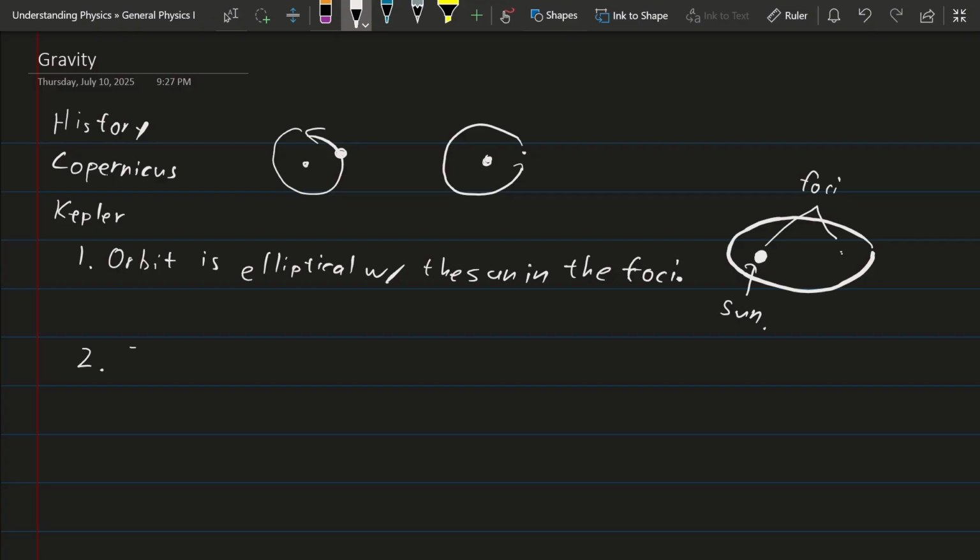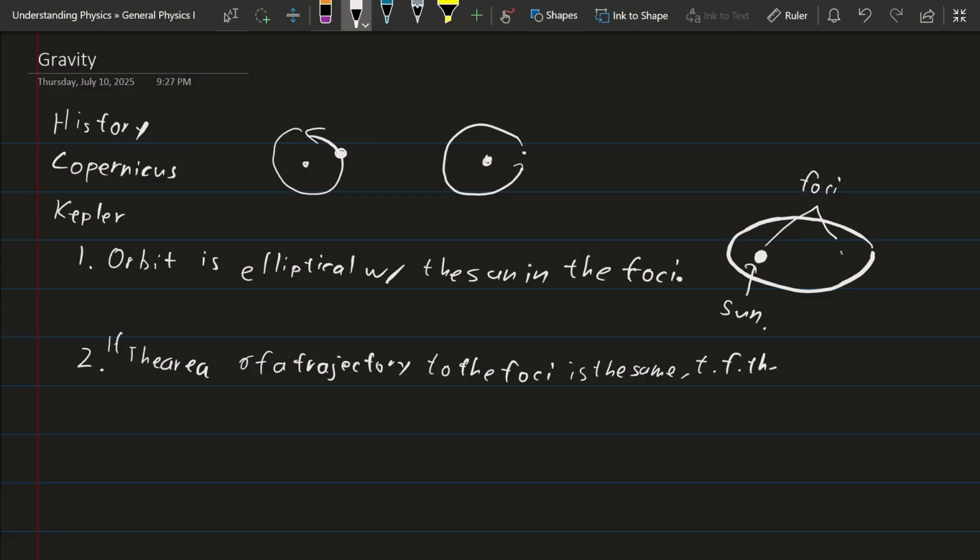The second law was the area of a trajectory to the foci is the same. If the area of a trajectory to the foci is the same, therefore the time it takes is also the same.